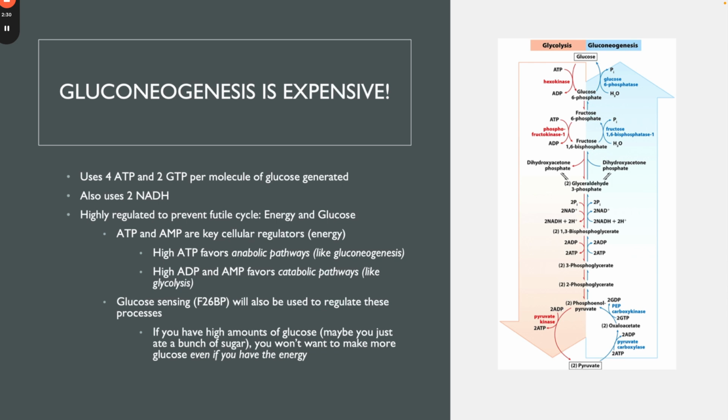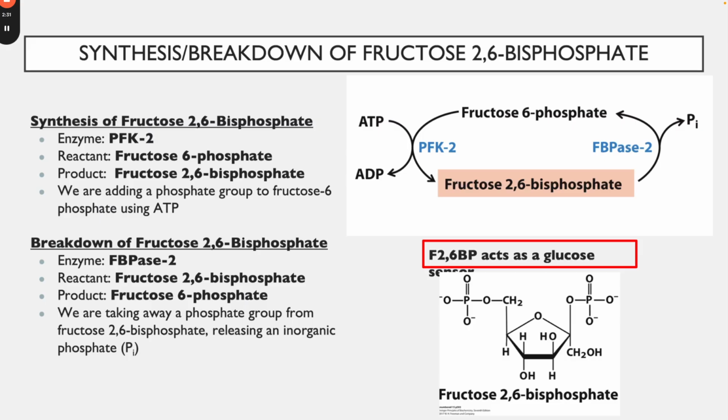Actually, let me reword that. When you have high glucose, you're going to form your fructose 2,6-bisphosphate, and because you have high glucose, there's no reason for you to generate more glucose. So gluconeogenesis is going to get inhibited when you have high glucose levels. And we'll talk about this extensively now.